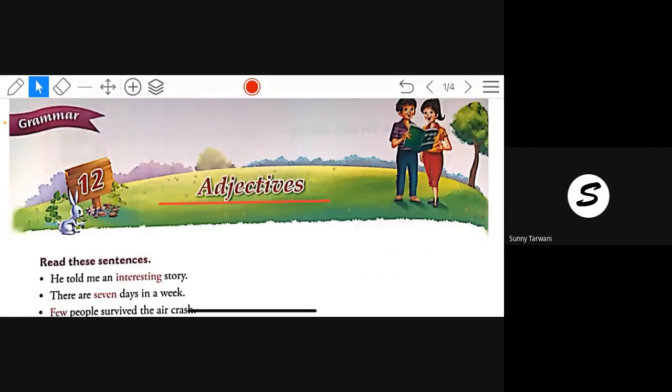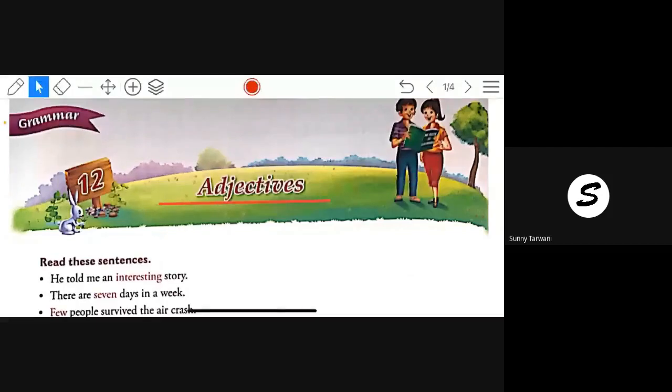And as tomorrow we don't have lecture, so I have taken grammar today. If I start with English, then we need at least 2 lectures on 2 consecutive days. So we'll take grammar today and English on Monday. Now lesson 12, adjectives. You know what are adjectives. In this we are going to study the kinds of adjectives. So who will read?